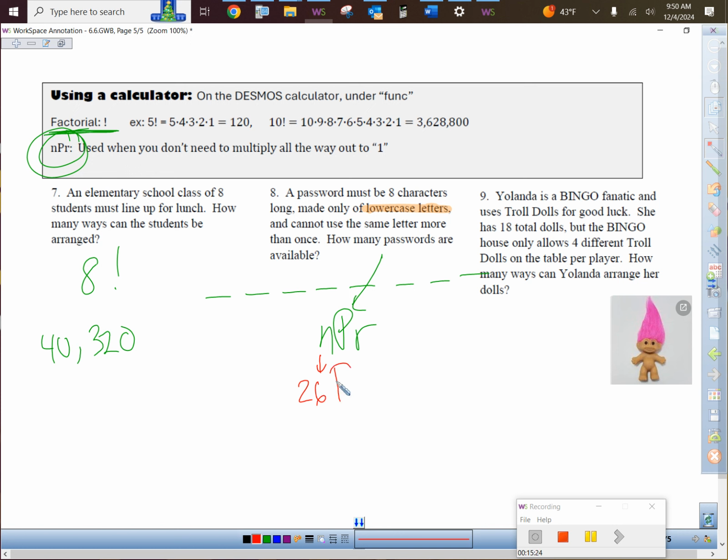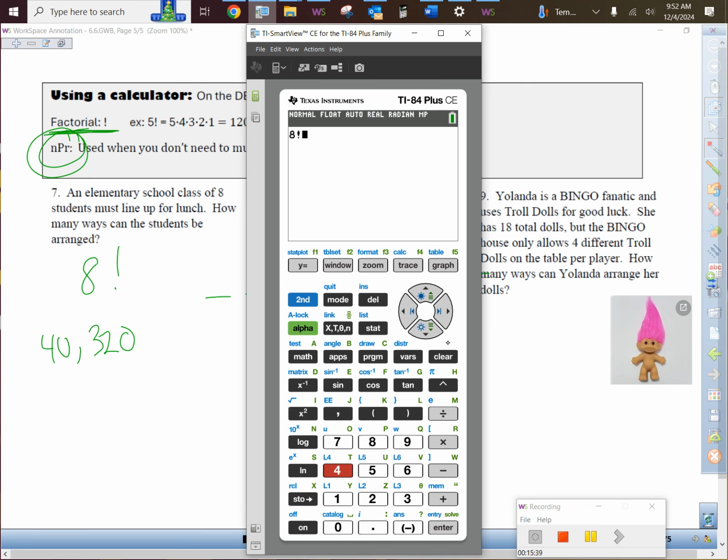Then the P will be in the middle. And then how many spots are there? How many blanks would you have drawn? 8. 26 P 8. Are you kind of with me on that? 26 P 8. How do you do that on this calculator? Clear all this stuff out. Type 26 first.